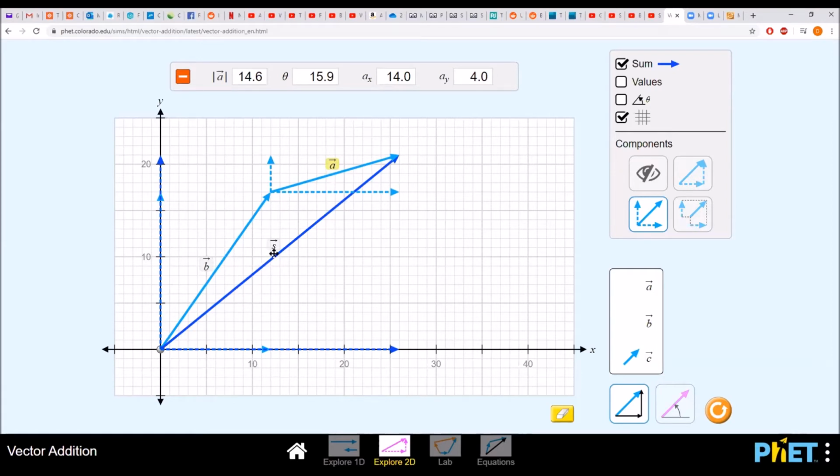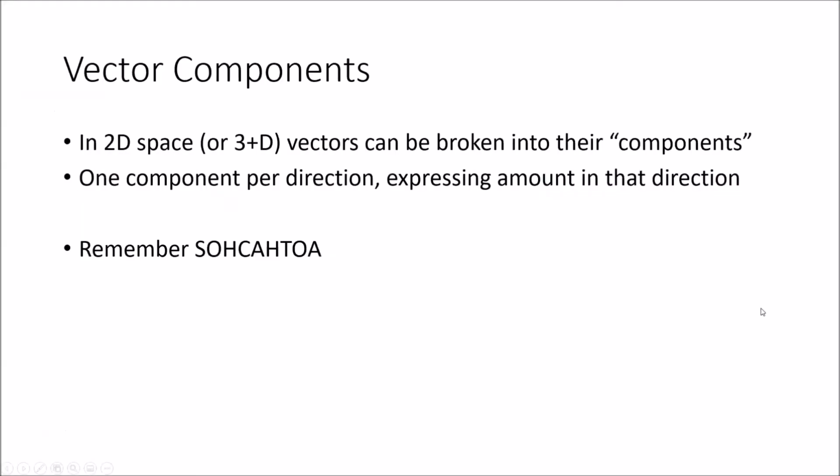The x component of S, the sum vector, is going to be the x component of b plus the x component of a. The y component of the sum vector is going to be the y component of b plus the y component of a. This is going to be how we add vectors. Vector components in two-dimensional space or higher dimensional spaces, 3 dimensions, whatever. You can take any vector and break it into the components. That'd be the x component and the y component usually, although we will at some point talk about a tangential component and a radial component, things like that.